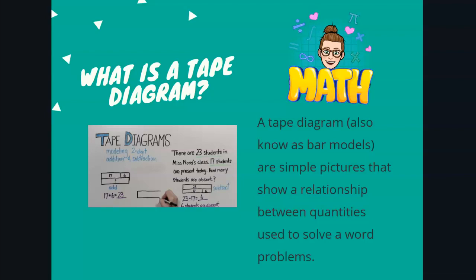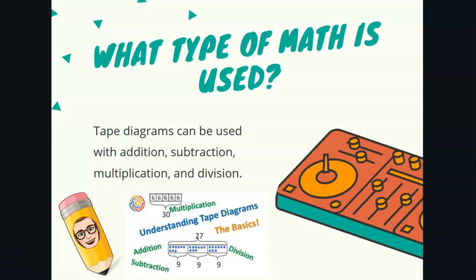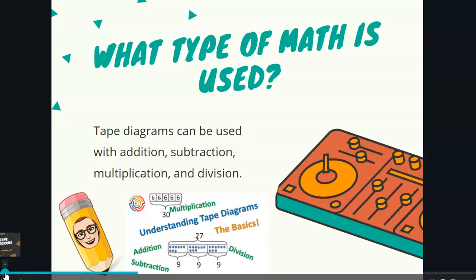Tape diagrams, which are also known as bar models, are illustrations that show a relationship between quantities used to solve a word problem. So here we have an example of a tape diagram. Tape diagrams can be used with addition, subtraction, multiplication, and division. Tape diagrams are also used in grade levels 1st through 6th.